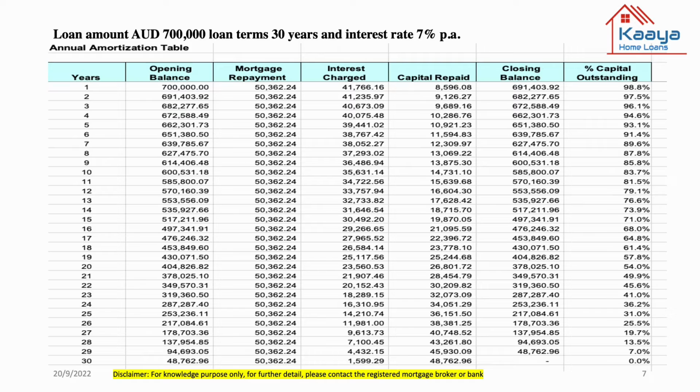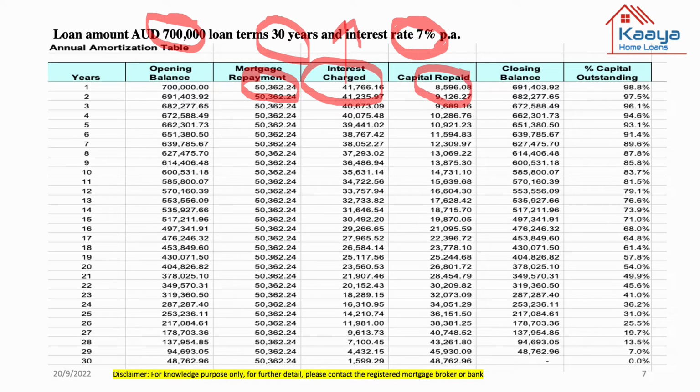Same thing. Now let's go with double the interest rate, that is 7%, which could be possible very soon as per today's date, right? The loan term is 30 years, loan amount is 700,000. Here you can see that the loan repayment has increased from 30,000 to 50,000, and you are paying 41,766 as interest. This is what the bank is taking from you. You are paying principal of just 8,596.